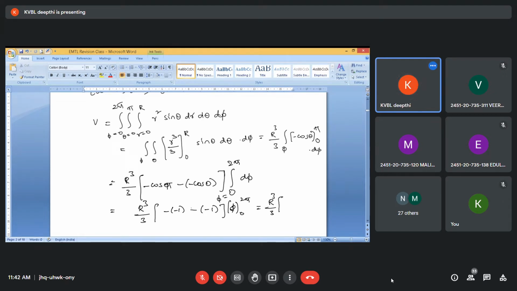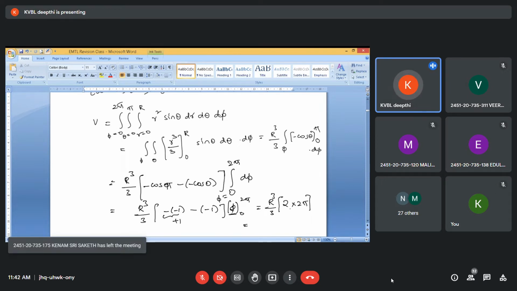r^3/3. What is this? -1. Minus into minus is plus, right? Here minus into minus is plus. So what is the total that remains here? 2 into 2 pi. So here 2 pi comes at the phi value. Like this we will be getting. So what final answer do we get? 2 into 2 is 4. 4 pi r^3/3.